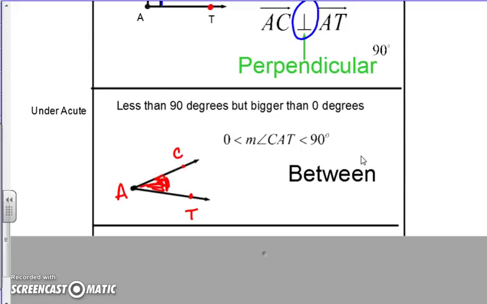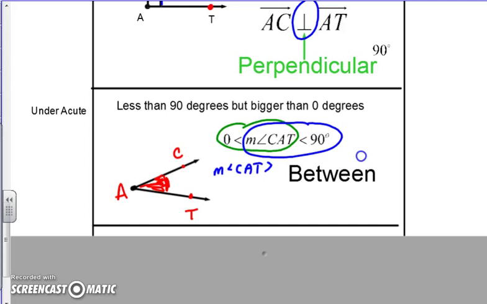Something that people get confused about on this one is this part right here. Many can read this one and read that the measure of angle CAT is less than 90. But this one is kind of written backwards for how you read it. Many of you would see that the measure of angle CAT has to be greater than 0 degrees. That's really what it's saying. But instead they're using the word between. So it's between 0 and 90. The measure of angle CAT is greater than 0 or less than 90.